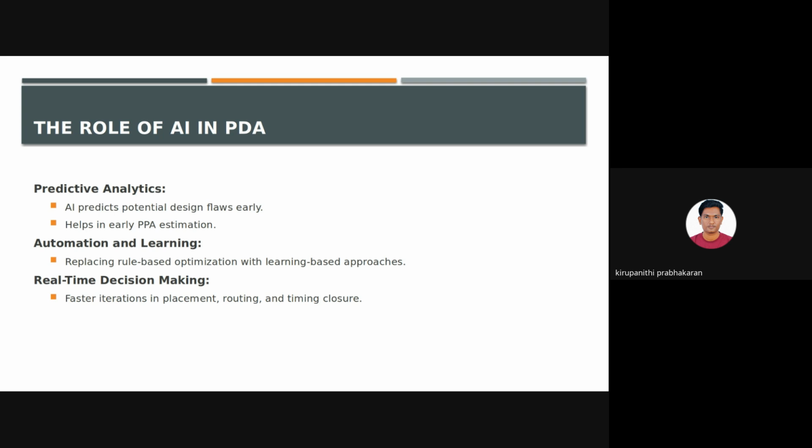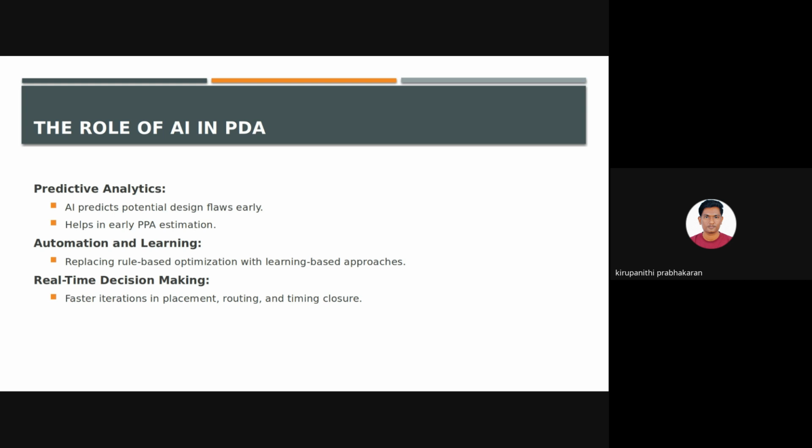Learning-based systems can adjust placement strategies automatically based on previous designs to improve the timing and reduce the violation. Unlike the static rule-based, AI can improve with more data and iteration. As more designs are processed, AI models become increasingly accurate in predicting outcomes and suggesting optimization. Eliminating manual intervention, tasks such as parameter tuning, placement adjustments, and routing optimization can now be automated using AI, freeing engineers to focus on high-level design challenges.